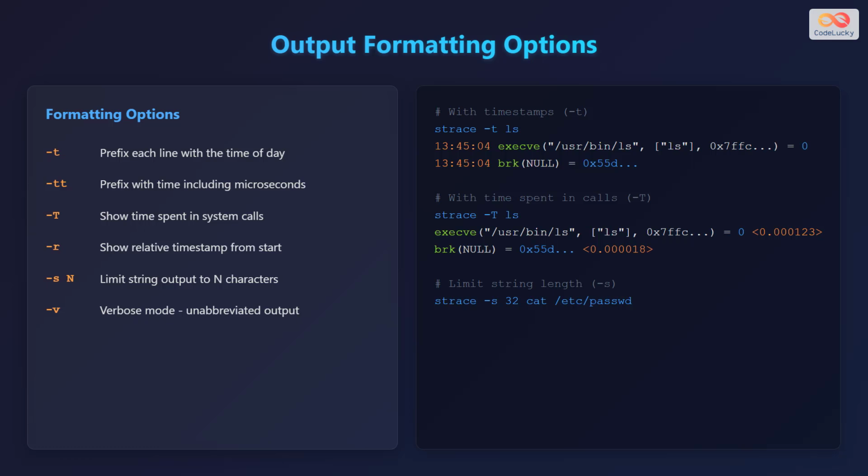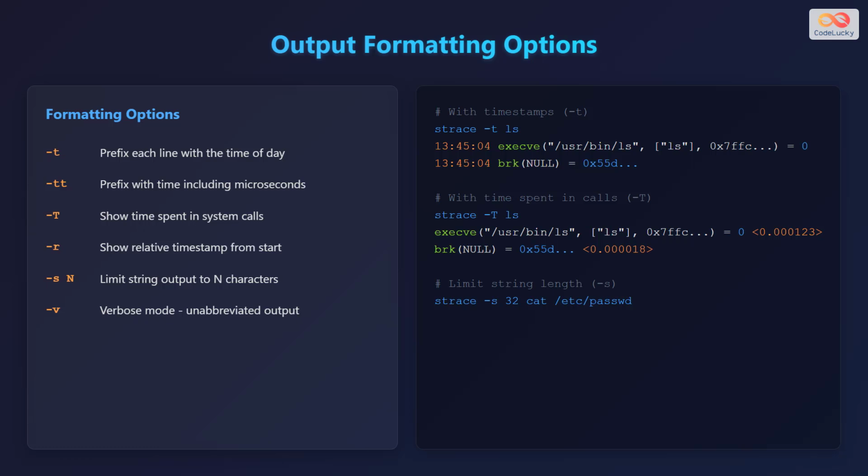The -s n option limits the string output to n characters, which is useful for preventing very long strings from cluttering the output. Finally, the -v option enables verbose mode, providing unabbreviated output for system call arguments. For example, running strace -t will prefix each line with a timestamp, making it easier to see when each system call occurred. Using strace -T will show the time spent in each system call, helping you identify performance bottlenecks.